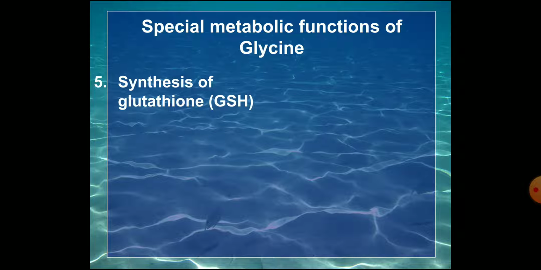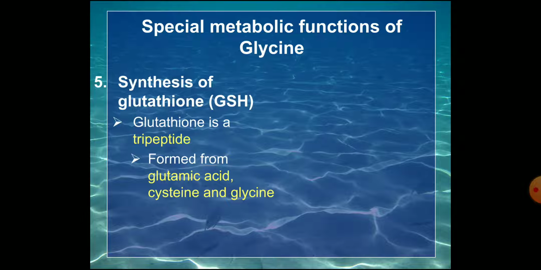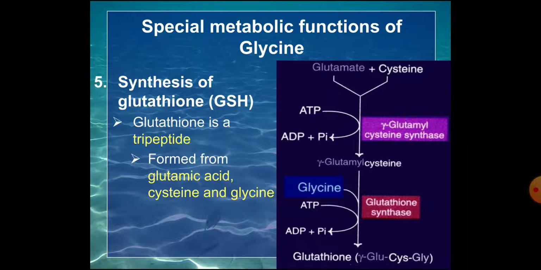Another important product is synthesis of glutathione. Glutathione is a tripeptide. It is synthesized from 3 amino acids, that is glutamic acid, cysteine and glycine. So it is a tripeptide having 3 amino acids, glutamic acid, cysteine and glycine. So the synthesis, you can write stepwise.